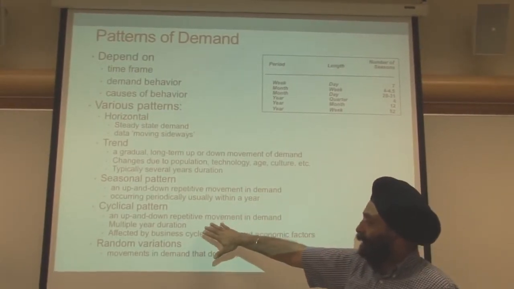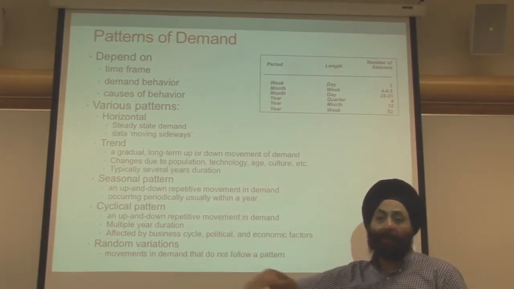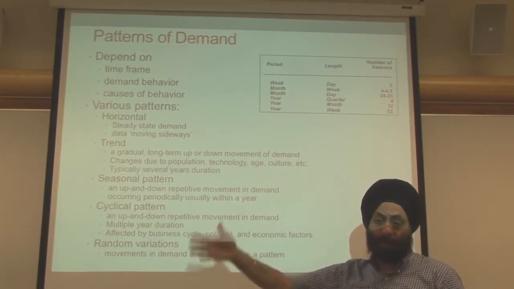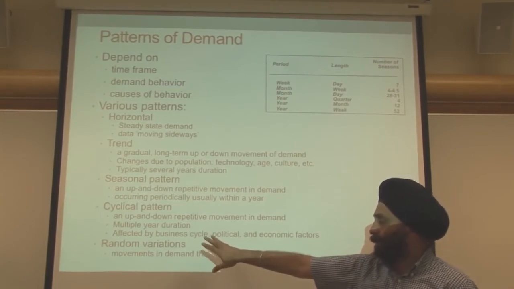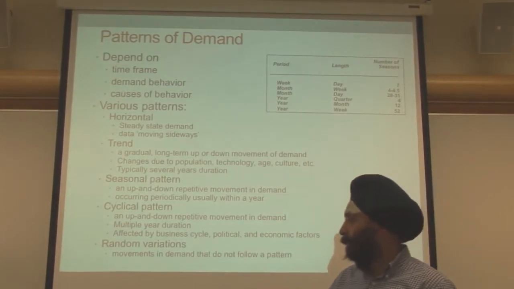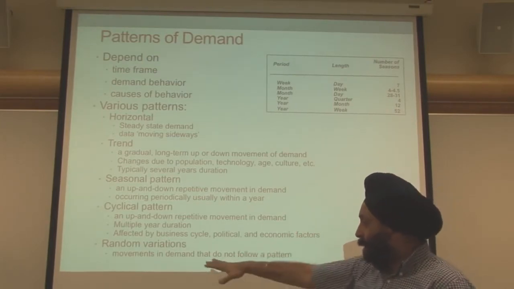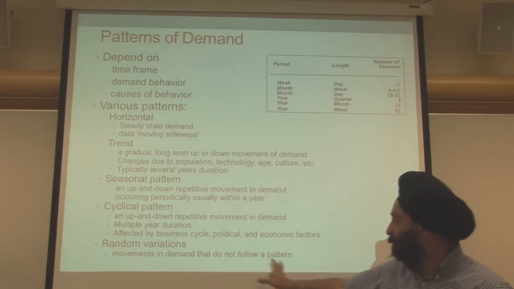Then you have cyclical pattern, which is an up and down repetitive movement in demand, but this takes multiple years to exhibit itself. So typically it could be based on business cycle, political and economic factors that may be involved, job market situation, etc. Random variations are movements in demand that do not follow any pattern.